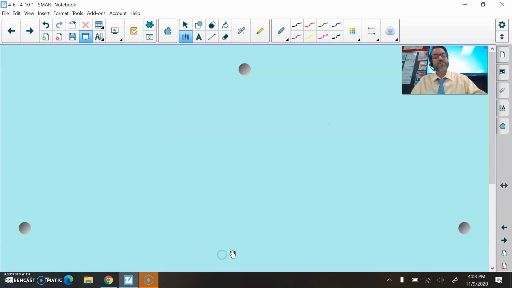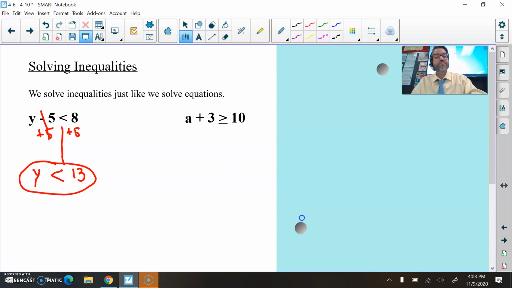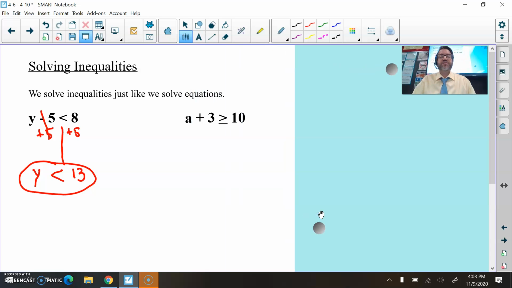Let's look at another one here. A plus 3 is greater than or equal to 10. And again, I'm going to do the same exact thing here that I did over in this previous example, okay? So I need to get rid of the plus 3 here, so it's just A standing alone. When A is my variable, I need to get it by itself. So the plus 3, I can undo that with minus 3.